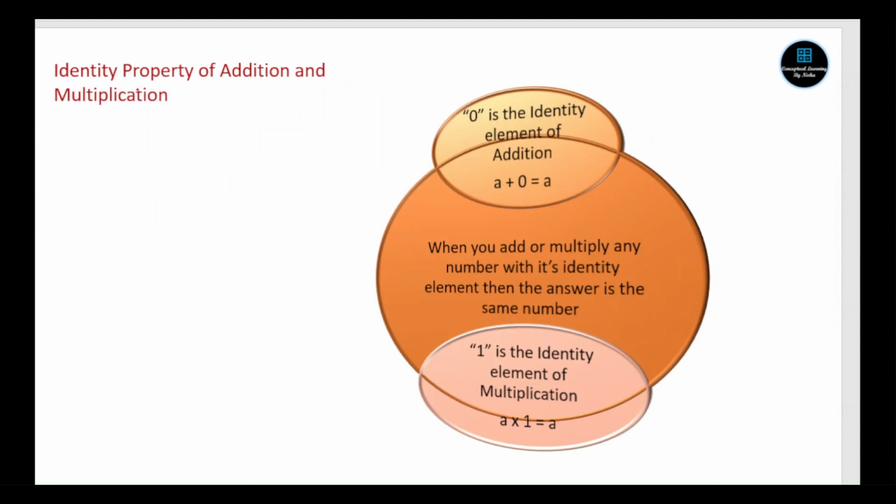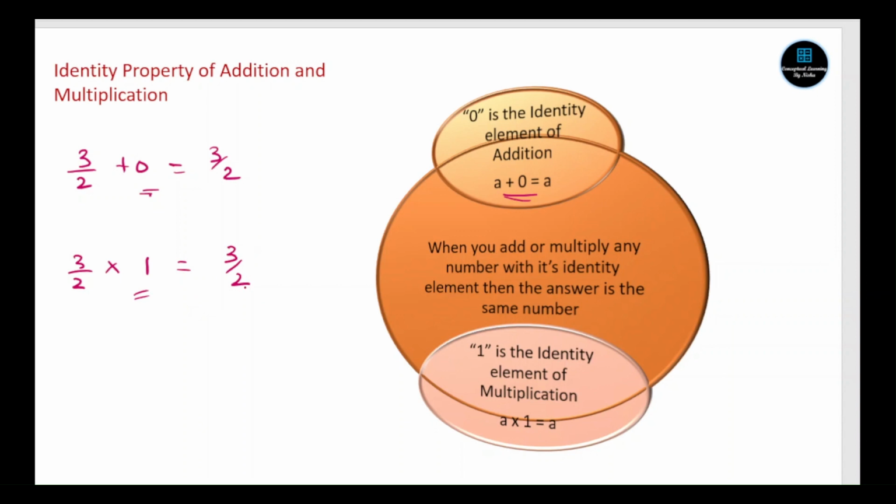Now, identity element. 0 is called the identity element for addition. We already learned that, right? That means if I add 0 to any number, I'll get the same number. So let's say 3 over 2 plus 0, I'll get 3 over 2. So 0 is called the identity element. Same way, 1 is the identity element for multiplication, because if I multiply any number by 1, I get the same number. Correct?